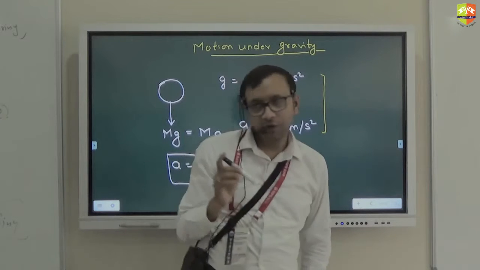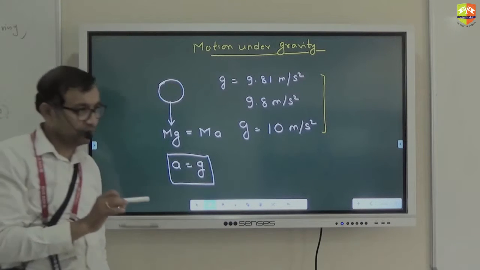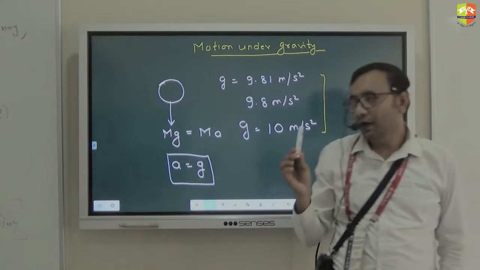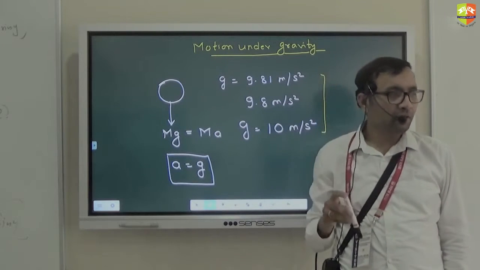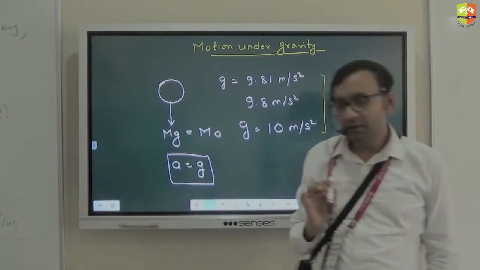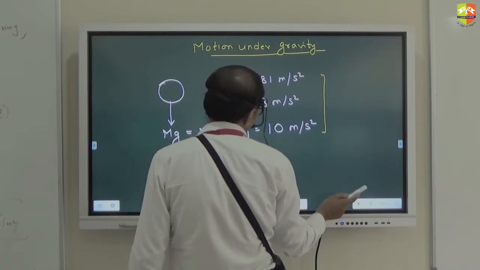Are you getting it? So in this chapter, since we are talking about motion in 1D, we are going to discuss only these three kinds of scenarios: vertically throwing it up, throwing it vertically down, or just dropping the object. Okay? Fine? Alright. Let's take up numericals directly.